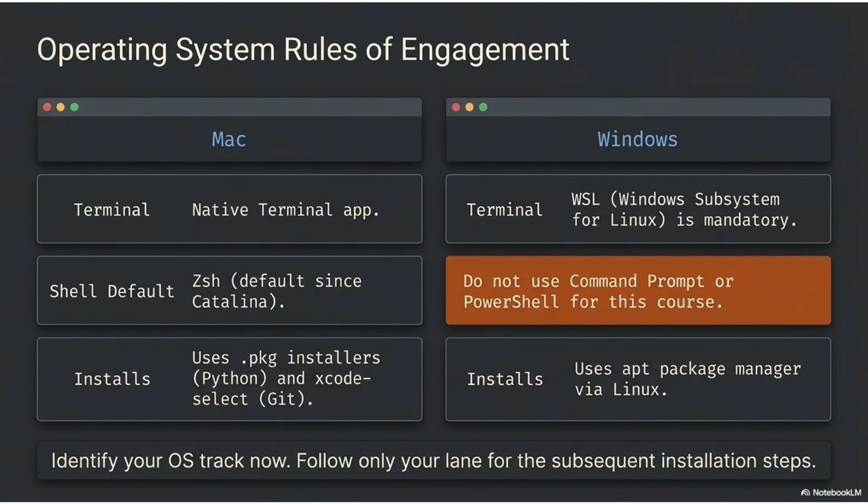Xcode-select for Git. For Windows, you need WSL, which is the Windows Subsystem for Linux. It is mandatory for this course. Do not use the Command Prompt or PowerShell for this course. The Windows terminal for this course is the WSL Linux terminal. This installs the apt package manager inside the Linux terminal.